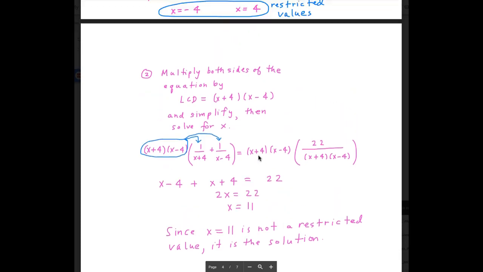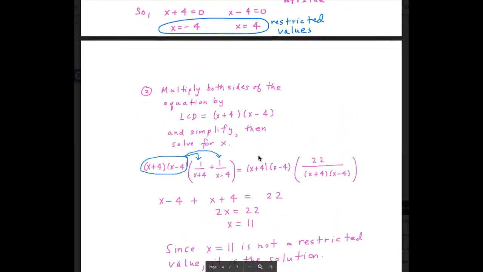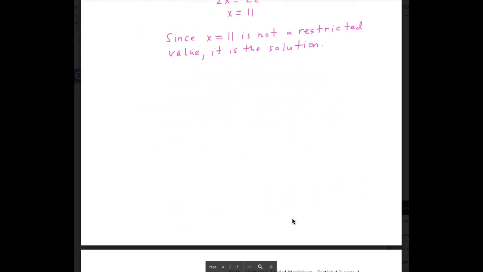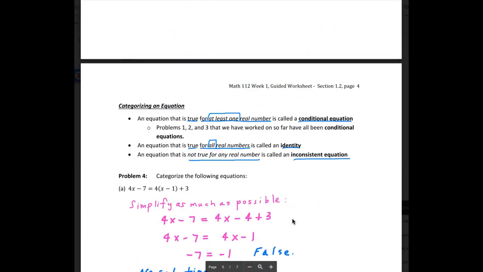Okay, since our restricted values here were x equals negative 4 and 4, and x equals 11 is not one of those, it is the solution.